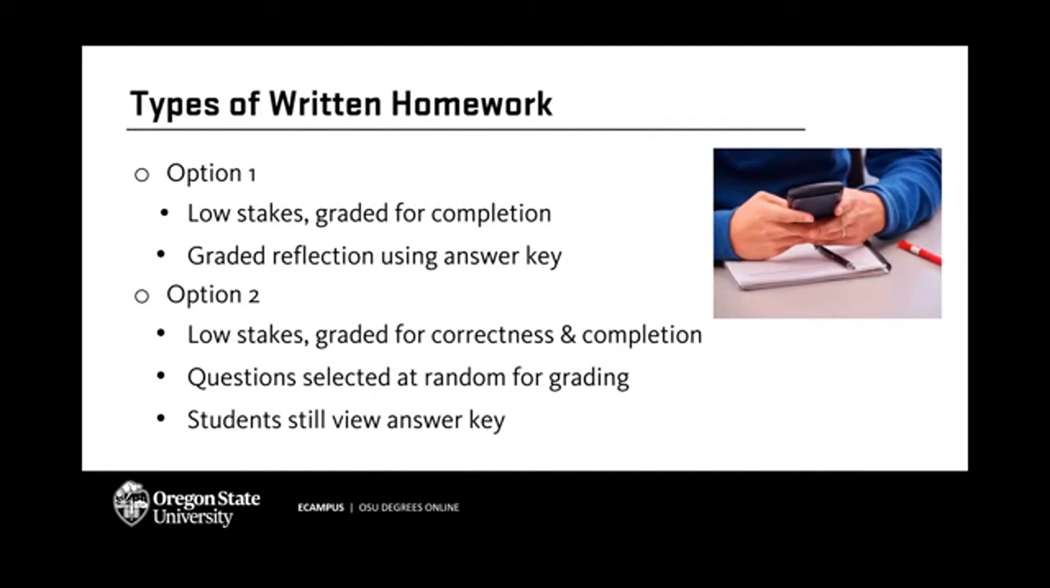So then we have option 2. Option 2 is a written homework where a subset of the problems that students turn in are randomly selected, randomly, maybe not so random, and graded for correctness. And the remainder are then just graded for completion. So it's still a low stakes assessment and the students still do have access to the answer key.